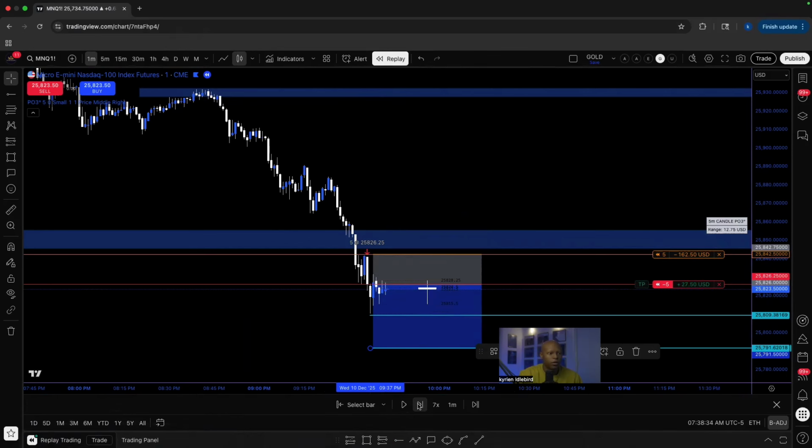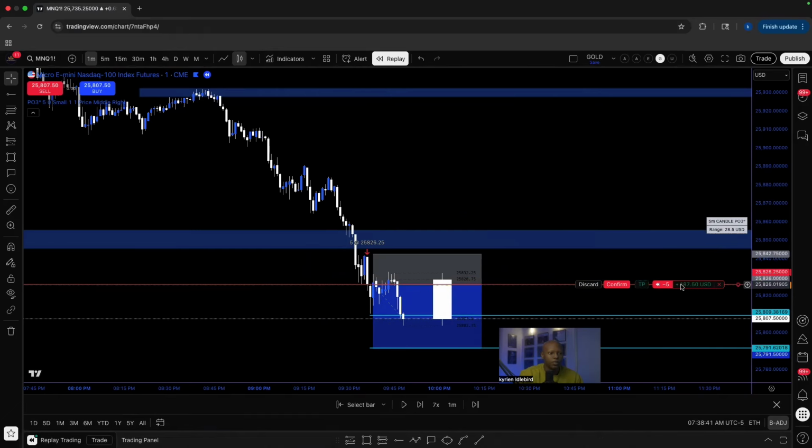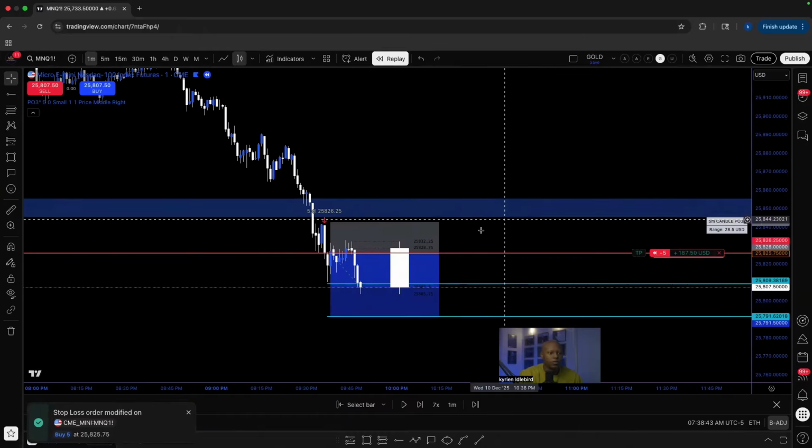Let's see where we go. Boom, we just hit our 1-to-1. So we're going to move stops to break even at this point here, and we're going to let price continue to run.